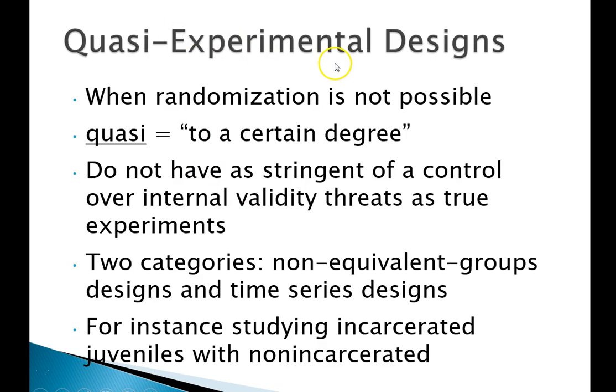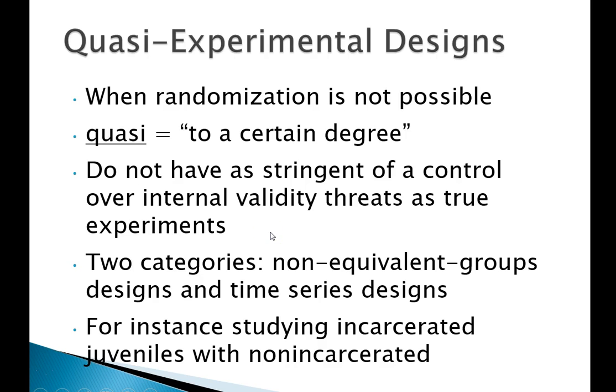You use a quasi-experimental design when randomization is not possible. So quasi means to a certain degree. It means to a certain degree it's an experimental design. It does not have as stringent a control over internal validity threats as true experiments do.